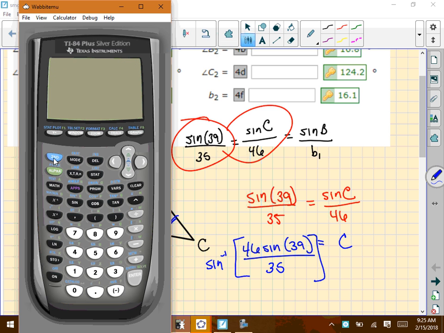So we go second sine, 46 sine of 39, divided by 35. Oh, I got the wrong answer here. I missed a parenthesis here with this 39.